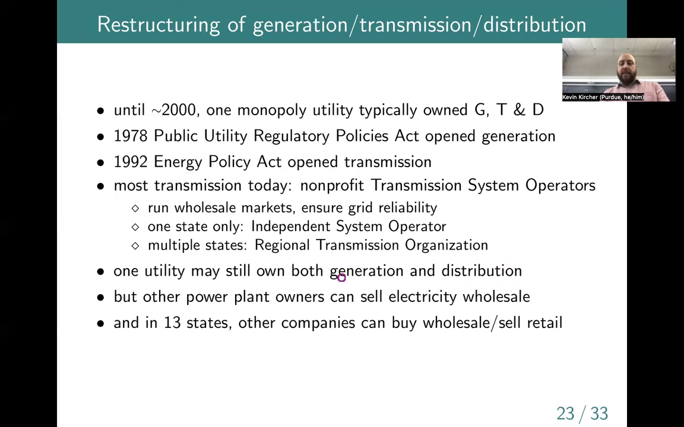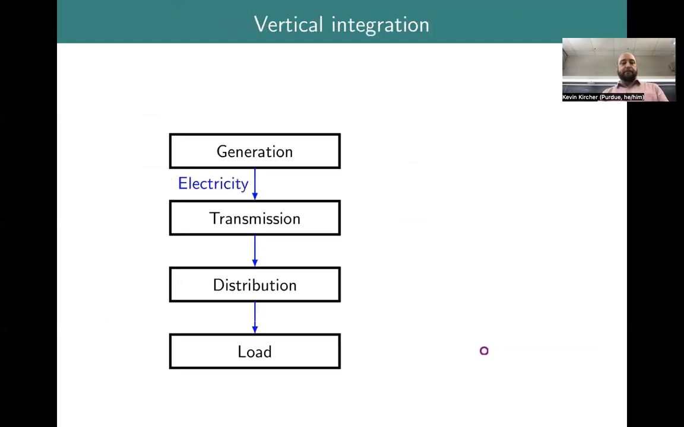Then we still have some utilities that own both generation and distribution. So they have the G and the D, but not the T. But we also have other power plants who can sell electricity into wholesale markets. And in about 13 states you have retail competition, so you can choose who you buy your electricity from for your home or business. The idea is that some third-party companies can buy electricity wholesale and then pay for the use of the power lines that the distribution utility owns, pay them some nominal charge, and then deliver electricity to customers, potentially at a lower cost or cleaner power or something like that.